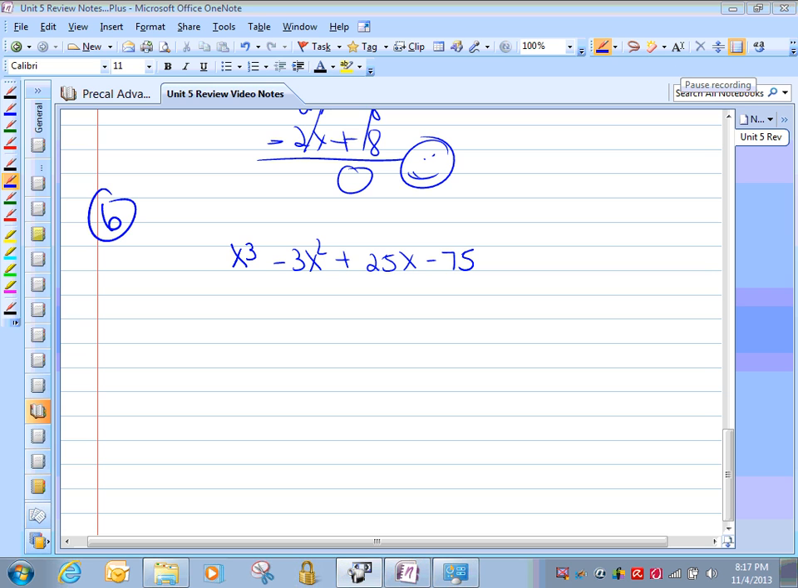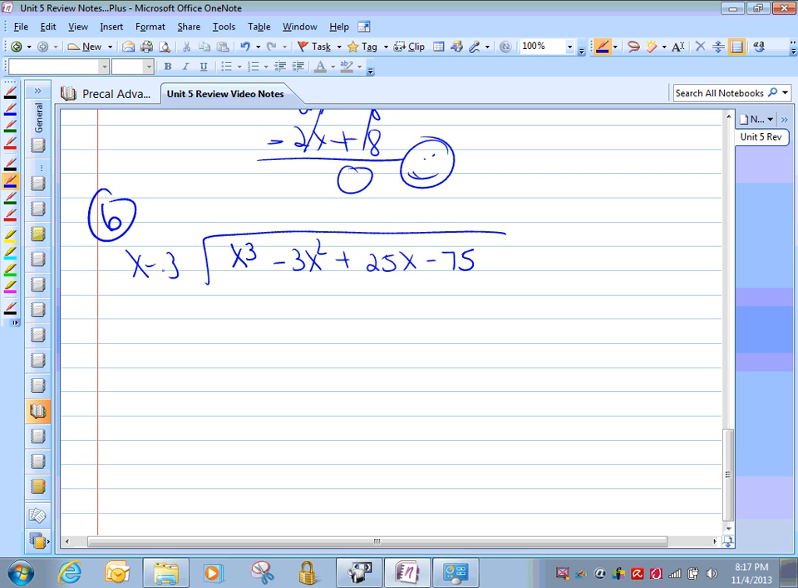All right, for number 6, we have another long division problem. We're asked to divide x cubed minus 3x squared plus 25x minus 75 by x minus 3. All right, and let's do the same thing. So x times something gives me x cubed. That would be x squared. X squared times x is x cubed. X squared times negative 3 would be negative 3x squared.